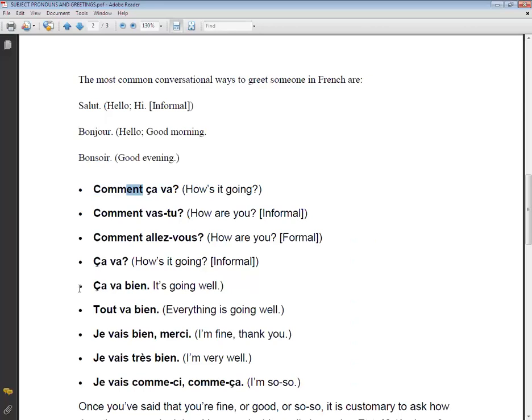So I want to jump. You see what I've highlighted down here? That's the response. When you say ça va bien, it means it's going well, meaning I'm fine. Or tout va bien, everything is fine. Or you simply say je vais bien, merci. I'm fine, thank you. The word merci means thank you. Or you simply say je vais très bien. I'm very well, or I'm very fine.